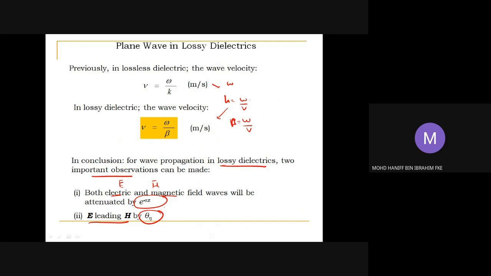So these are the things that you need to observe. You need to distinguish between wave propagation in lossy dielectrics as compared to a wave propagating in a lossless medium or free space. The first one is the attenuation of the wave. Secondly is the phase angle difference between the E field and the H field wave.